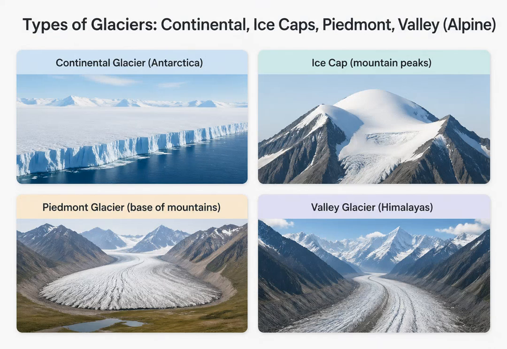There are 4 main types of glaciers we need to understand. Continental glaciers are massive ice sheets found in places like Antarctica, Greenland, and Iceland. Ice caps are smaller covers of snow and ice on mountain peaks. Piedmont glaciers form a continuous ice sheet at the base of mountains, like in southern Alaska. Finally, valley or alpine glaciers flow down high mountain valleys, such as those in the Himalayas.